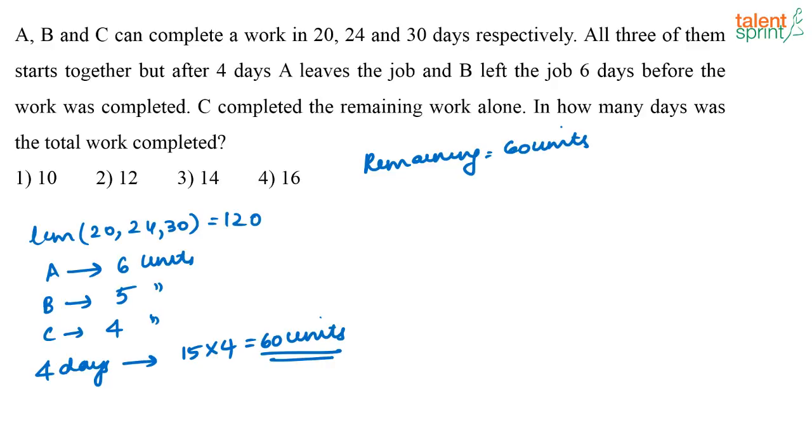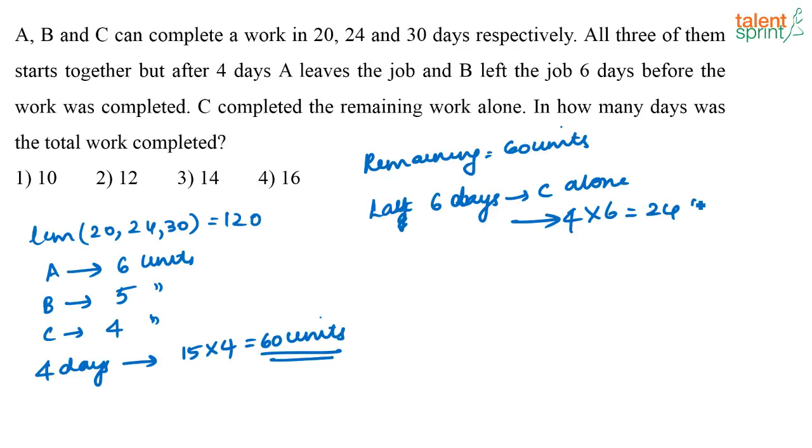So actually what is happening is, if B and C had worked together for the remaining days, they would have completed the work in some time. Now what is happening? B is leaving after some time, and after that in 6 days C is completing the remaining work. That's how you should understand it. So in the last 6 days, how many units of work will C do? In the last 6 days C is working alone, and in one day C will do 4 units. So in the 6 days C would have done 24 units.